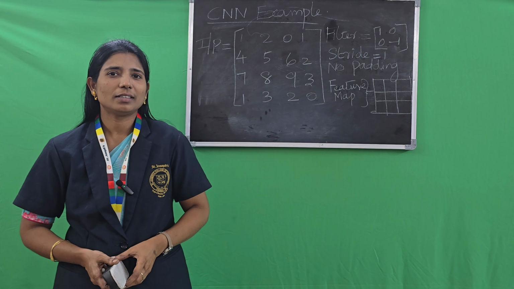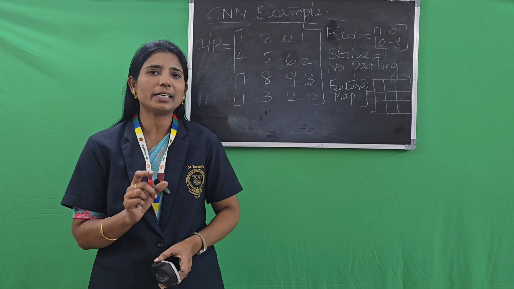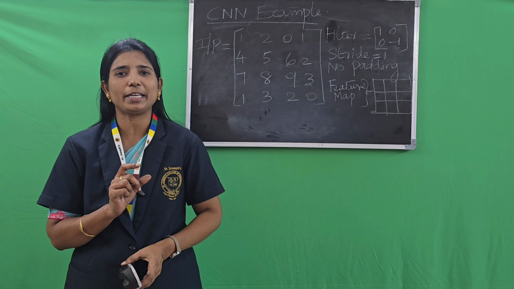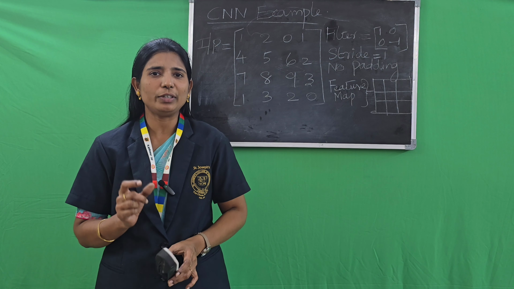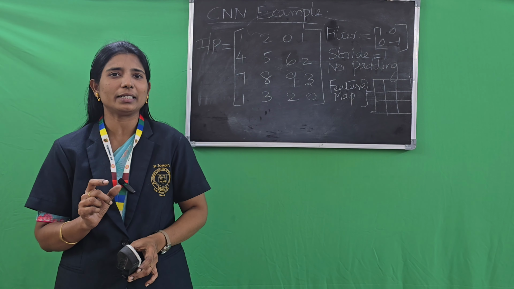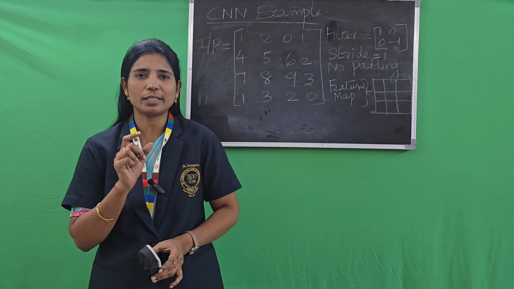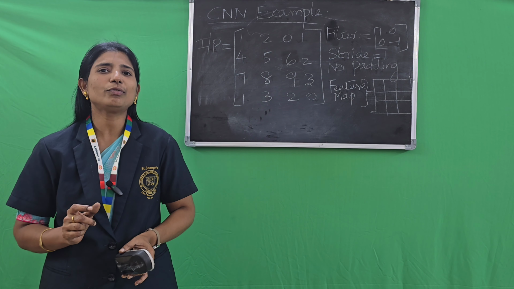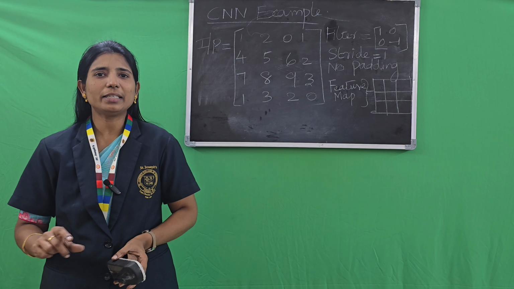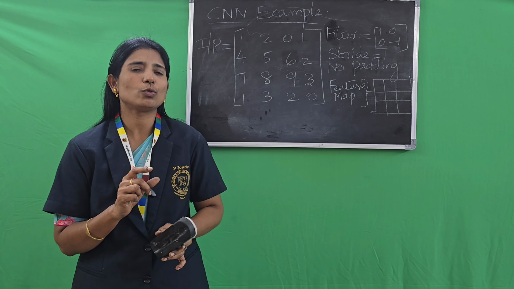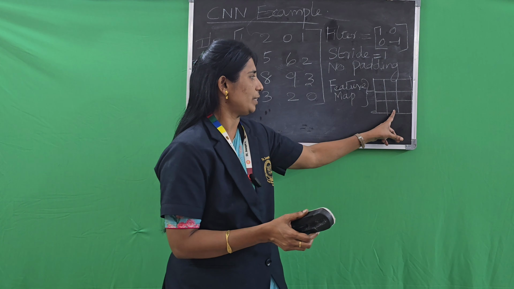How does it work? First, take the input matrix. Then place the filter on the top left corner of the input matrix. Then multiply each number in the filter with the corresponding number in the input. Then add all the results to get one number. Then slide the filter to the right and down and repeat the process. This gives you a new smaller matrix called the feature map.